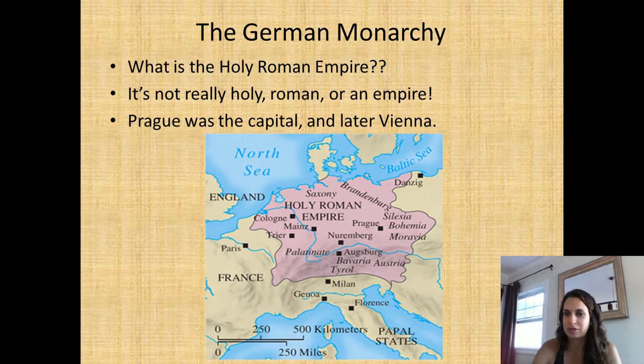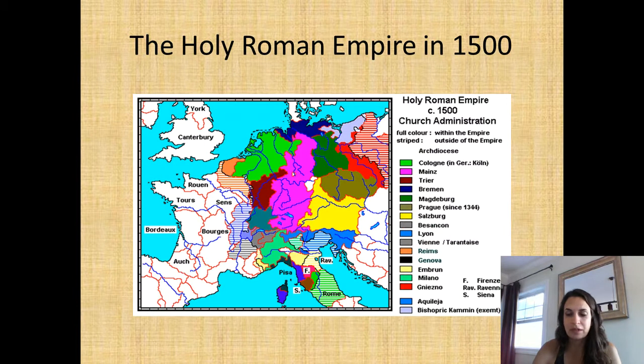Prague, which is now in the Czech Republic, was the capital of the Holy Roman Empire, and later it moved to Vienna. Okay, so the Holy Roman Empire is this really strange configuration of countries that was changing all the time, so trying to keep track of it is sort of ridiculous. But this is what it looked like around 1500.